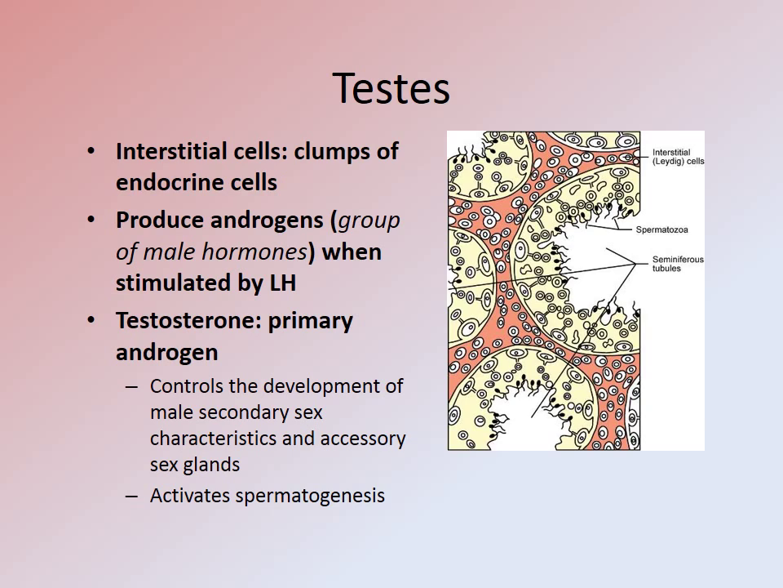Testosterone is the primary androgen. It controls the development of male secondary sex characteristics and accessory sex glands. And also testosterone will activate spermatogenesis, which is the creation and the making of sperm.